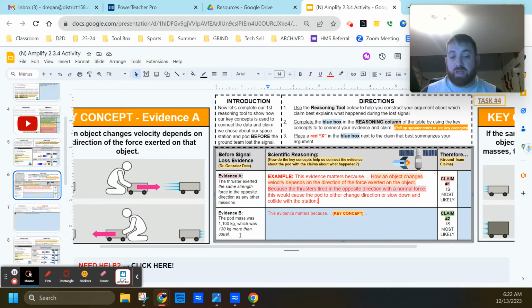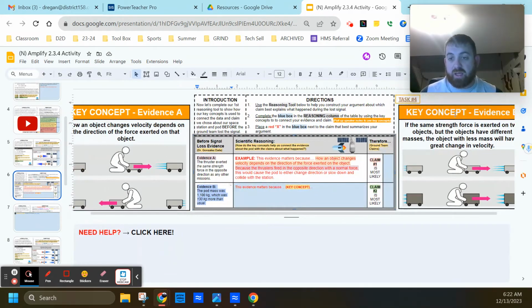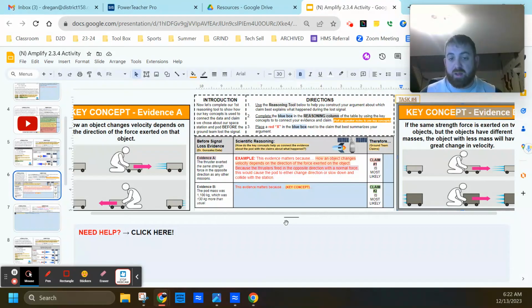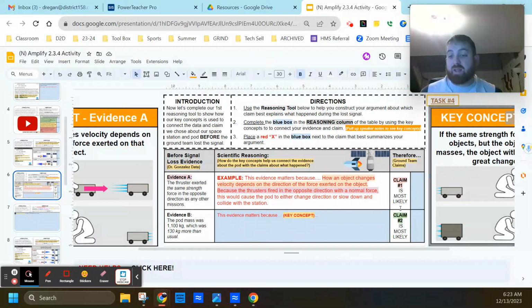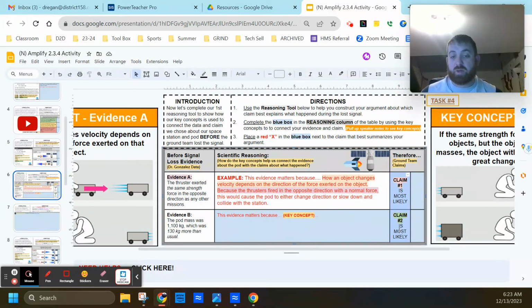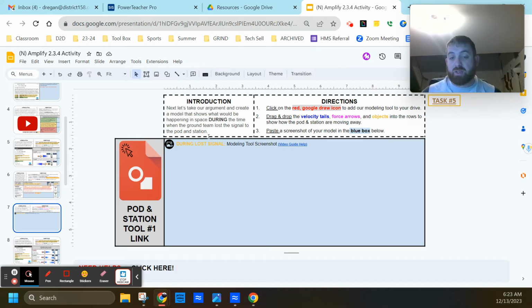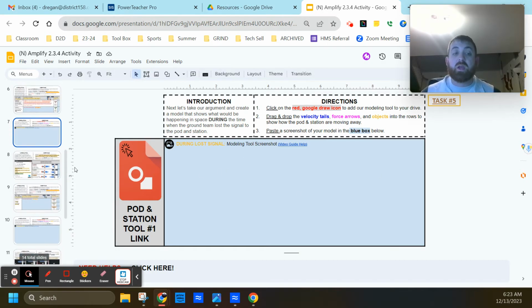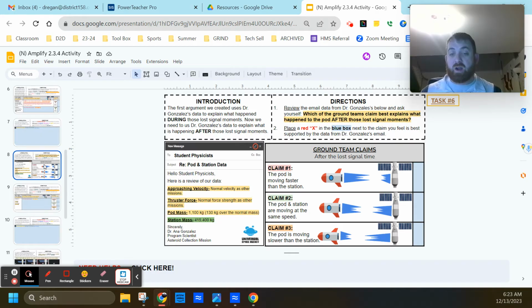Your job will be to look at evidence B and figure out how can I connect our key concept to evidence B. How can I then connect it to the claim that I chose? So this one could connect to either claim. Your job is to connect it to one of these claims so that we can have a final decision about what's happening during those lost signal moments. From this point, you'll create a model that explains and shows what's going on in space.